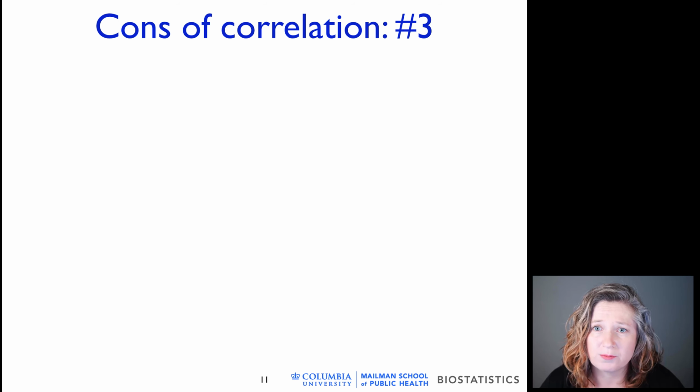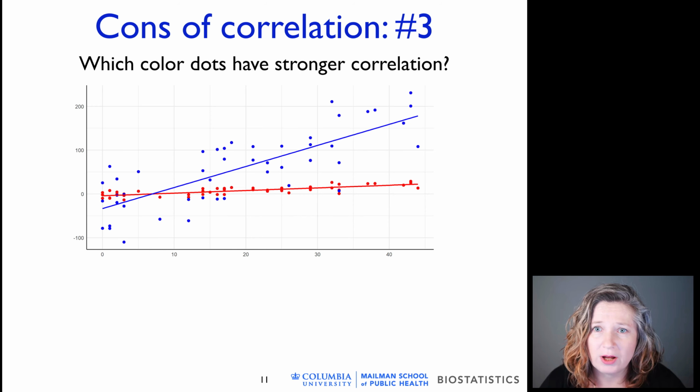So let's look at the third problem with correlations. Here we have two graphs on one scatter plot. We have red dots and blue dots. Which color dots do you think have stronger correlation? The blue or the red? Knowing that the correlation actually measures the spread around the linear association, around the line, we would think that the red dots have stronger association than the blue dots just because there is less scatter. But the problem is in the limits of the y-axis.